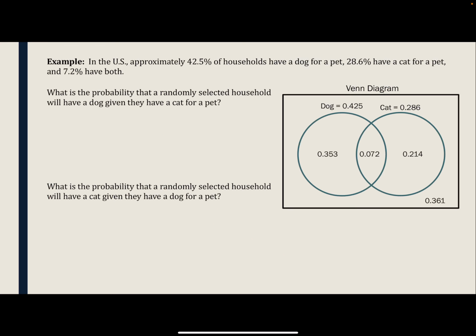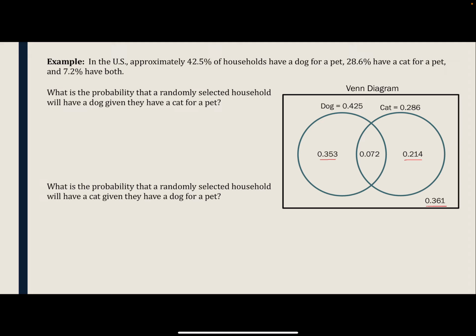Okay, let's do a given problem or conditional probability problem with a Venn diagram. So we did this one before, and I have the numbers filled out here. It says approximately 42.5% of households have a dog, 28.6% have a cat, and 7.2% have both. And then we calculated the probability that a household would have only a dog, and the probability that a household would have only a cat, and the probability that a household will have neither a dog or a cat.